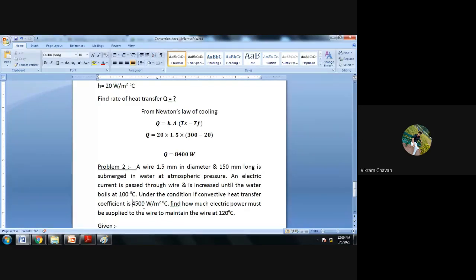Now the condition is that we have to maintain the temperature of the wire at 120 degrees Celsius. Okay, we have to maintain it at any cost. At this particular condition, at 100 degrees Celsius water is boiling and the wire temperature is 120 degrees Celsius. Now to maintain the wire temperature at 120 degrees Celsius, how much electrical power should be supplied to that wire? That is our main question. We have to find out the power consumption.